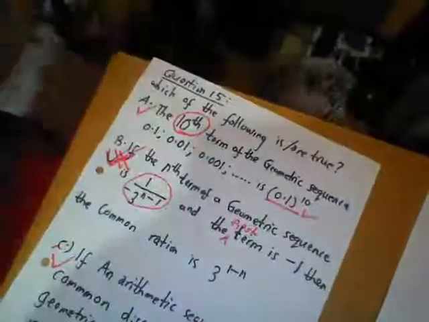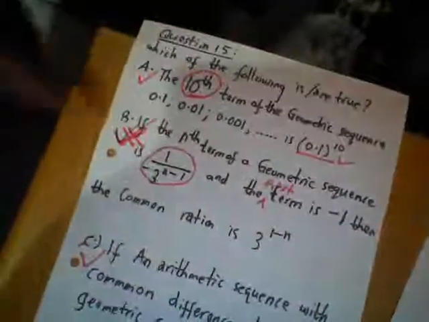So let's go to question number 16. Number 16. Let's go. Oh, 15 is done. 15, we don't want you. You almost make me make a mistake right there, man. So A and C. 15, A and C. So you go to question 16.